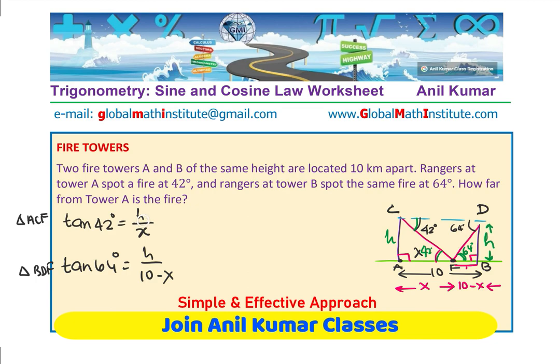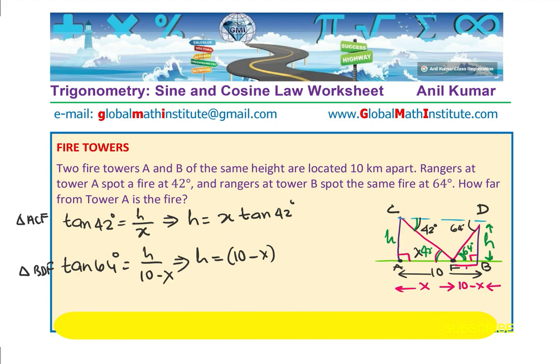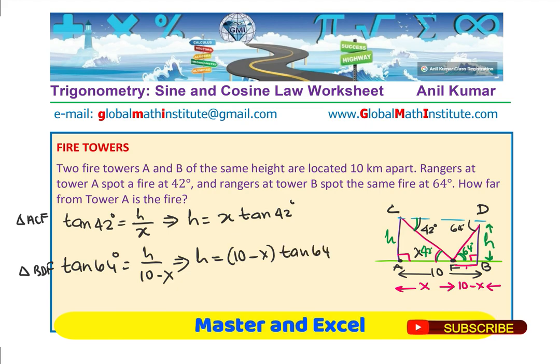Now from here, you can write down what H is, right? And then equate to get the equation. So from the first equation, H is equals to x times tan 42 degrees. And from the second, H is equals to 10 minus x times tan 64, correct? Now both the values are indicating the same height. These heights are equal, right? So that really means I can equate equation 1 with equation 2. So I get a relation in terms of x.